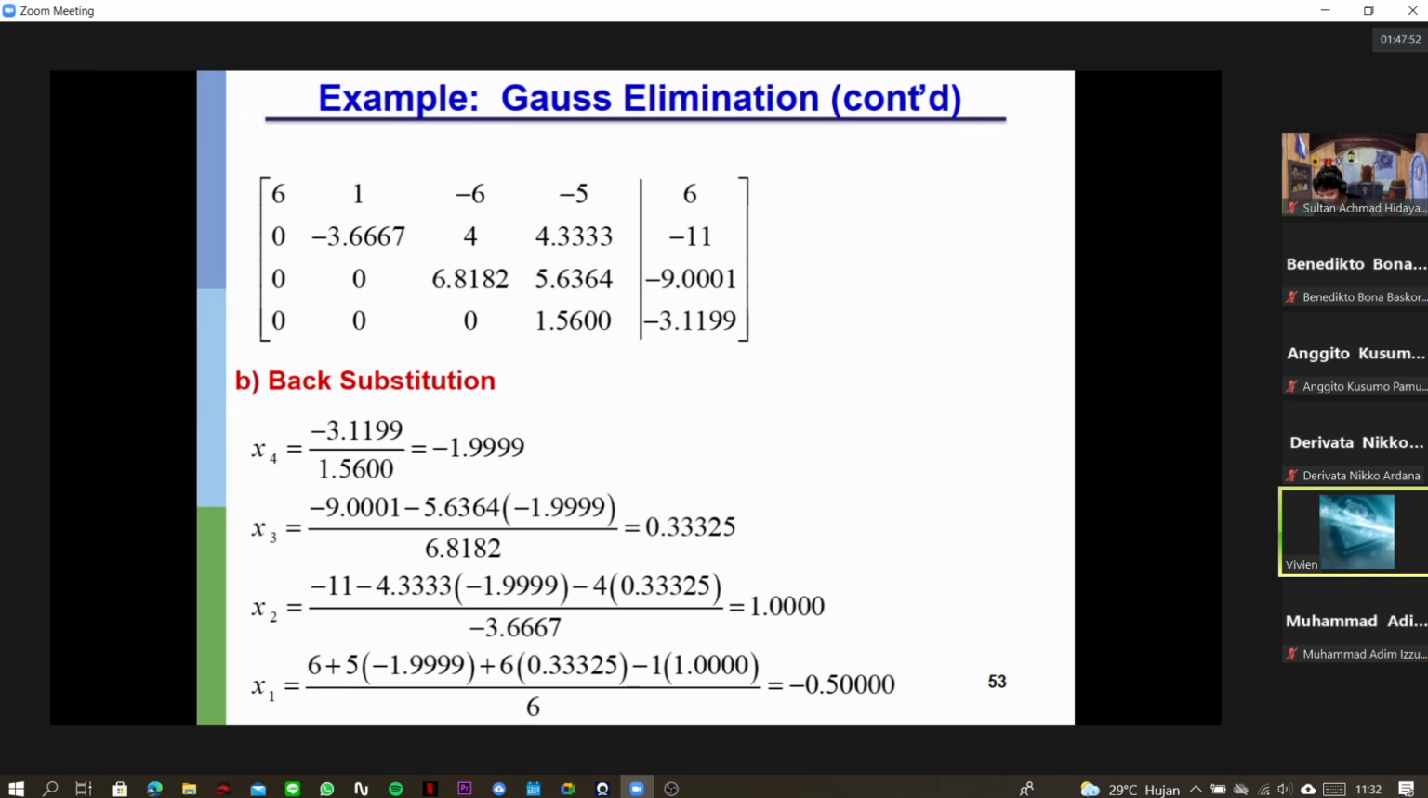Okay, so this is the example of Gaussian elimination with pivoting. So we can perform pivoting so that the result will be closer to the exact solution.